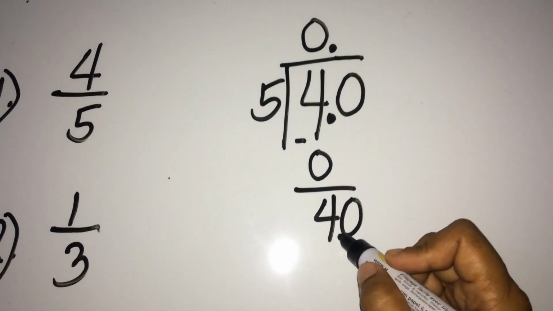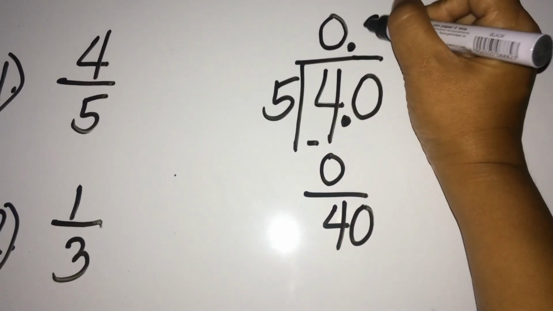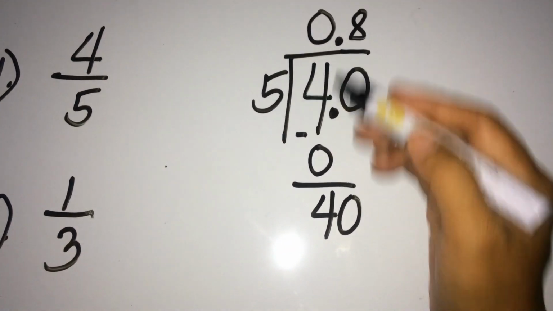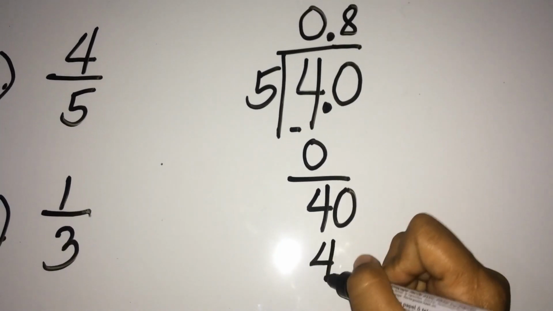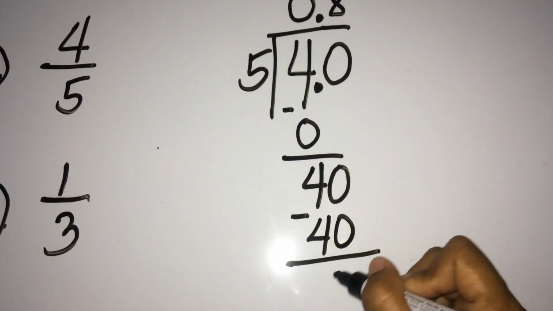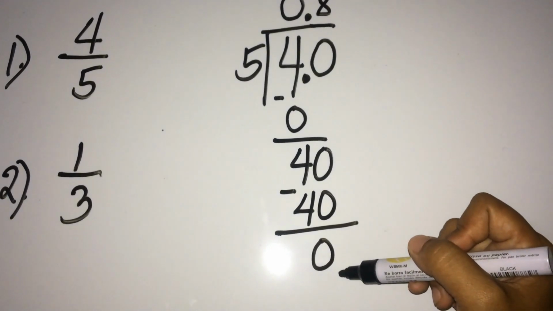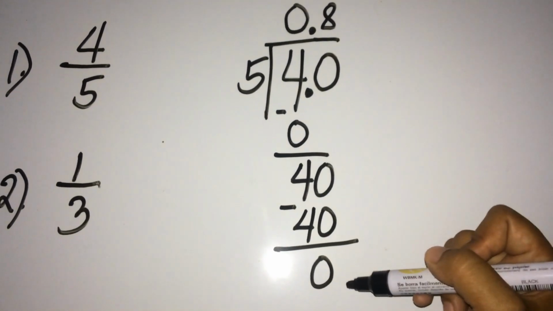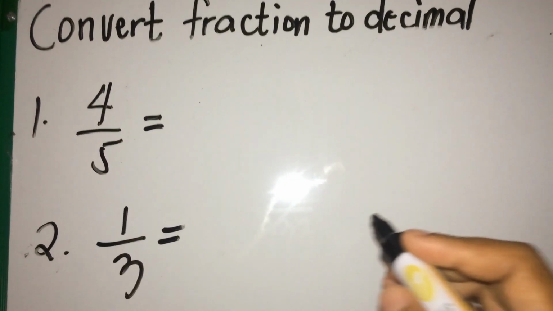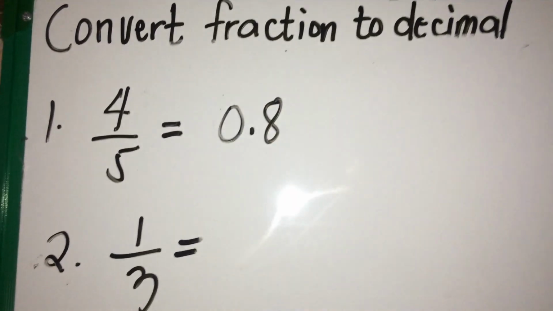So we divide 40 divided by 5, the answer is 8. After that, we multiply 8 times 5, which is 40. Then we subtract 40 minus 40, 0. So you only stop dividing when the remainder is already 0. So the decimal equivalent of 4/5, or 4 over 5, is 0.8.